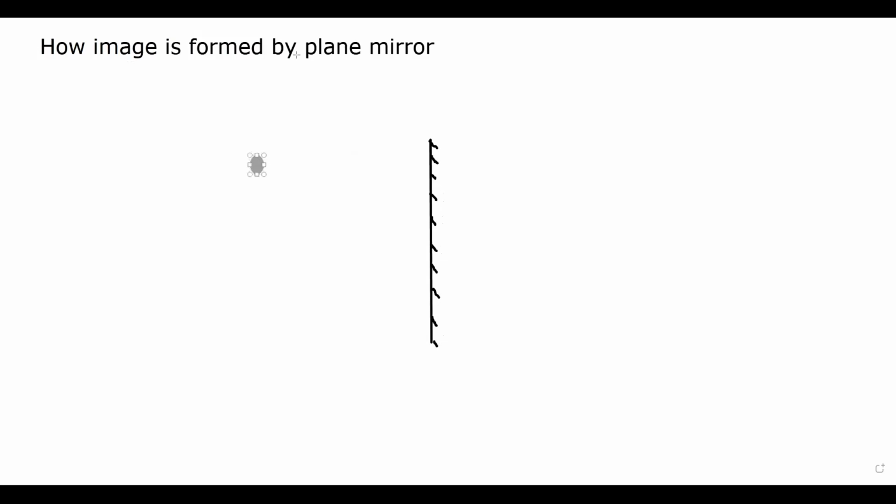So how can we explain the idea that the image is formed by the plane mirror? For example, this is a plane mirror. One side of the plane mirror is polished and the other side is rough. On the side where it's rough, I'm drawing the lines, and this is an object.